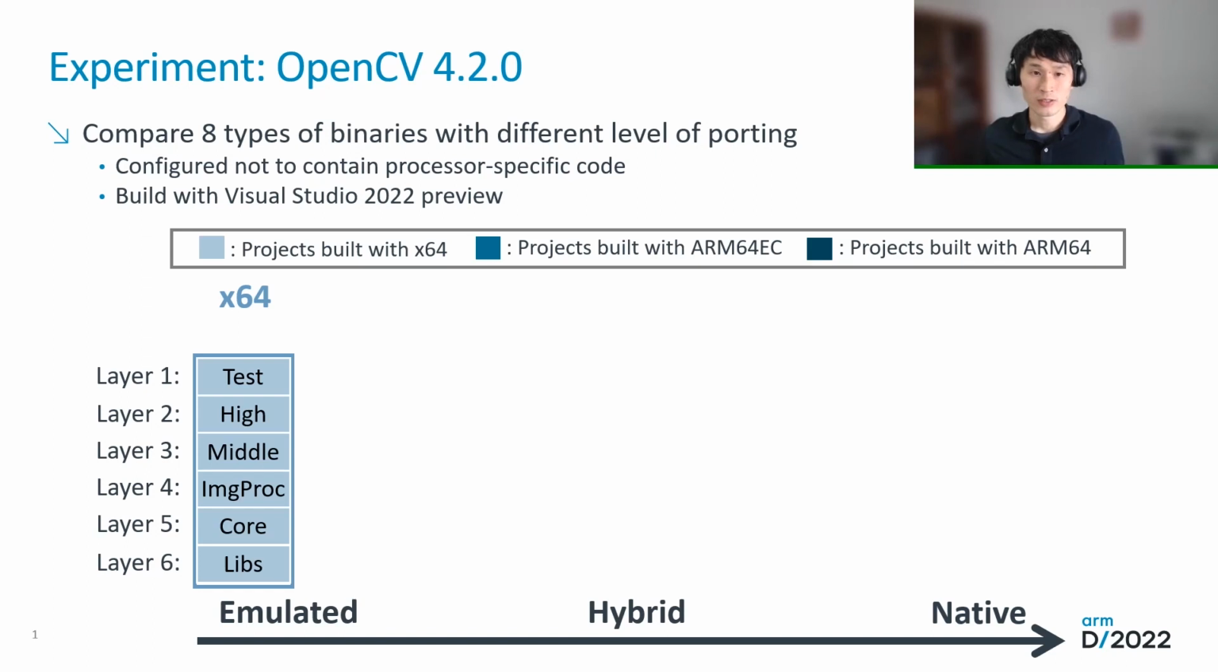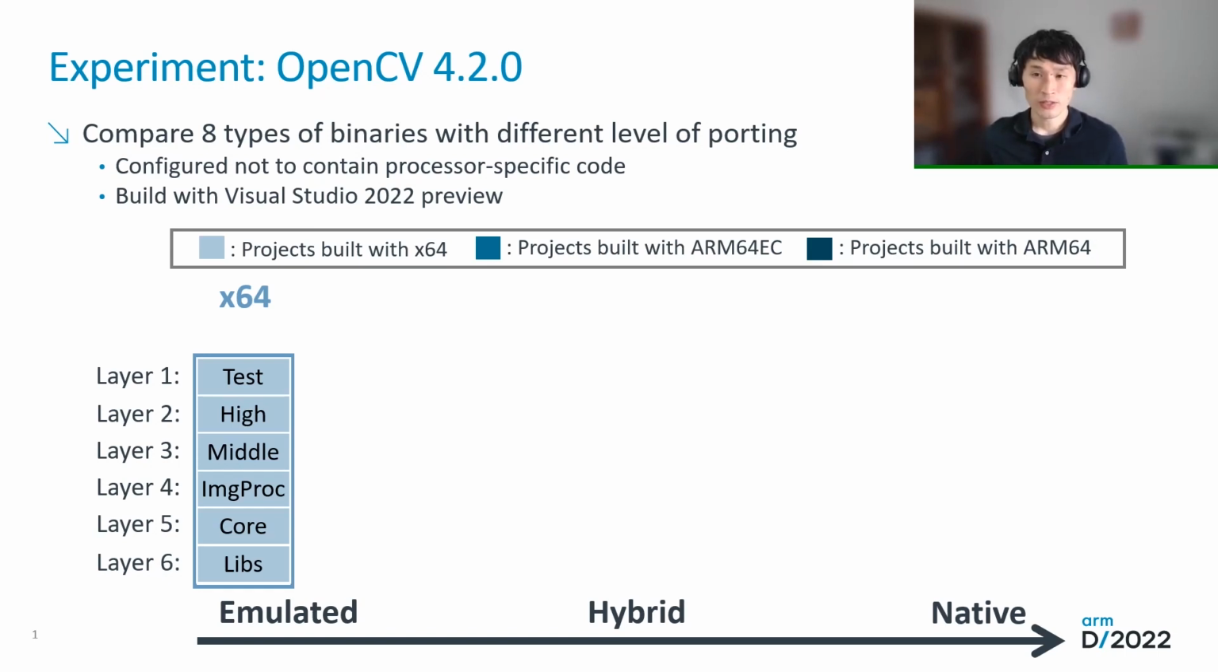In order to see the effect of Arm64EC, I have divided these projects into 6 layers. This separation allows partial porting without breaking dependencies between them. For example, the lowest layer includes third-party libraries, and the core layer defines the basic OpenCV types that use the libraries. And then the upper image processing layer defines the processing core.